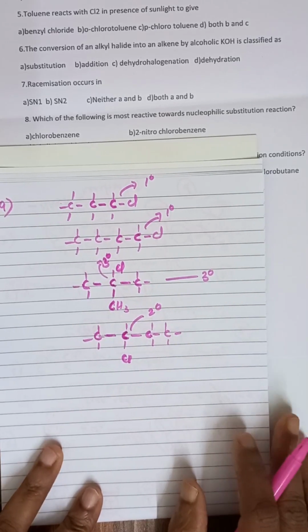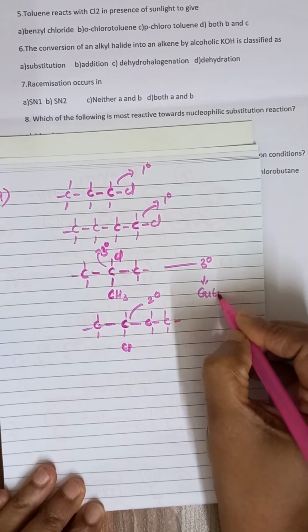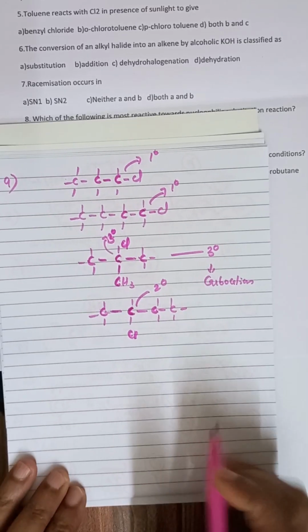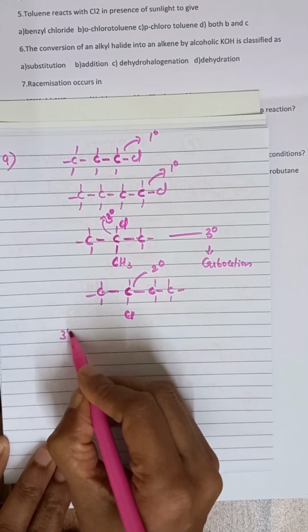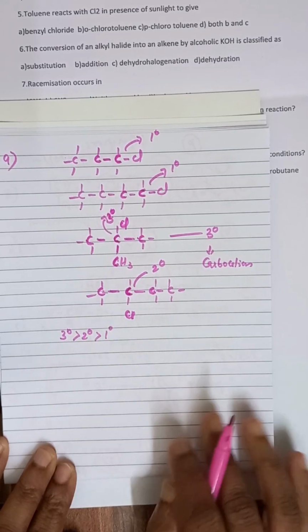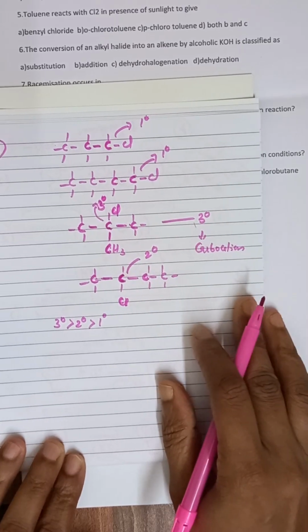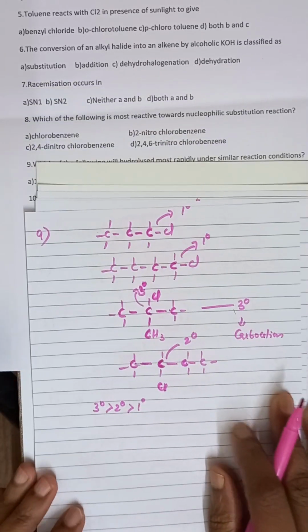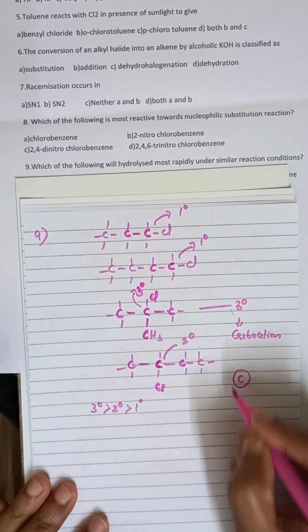So this is the tertiary, and we know that a tertiary carbocation is more stable, and this compound forms a tertiary carbocation intermediate. So tertiary is greater than secondary, which is greater than primary. So this is the order. The tertiary carbocation is formed in the third case, so option C will be the answer.